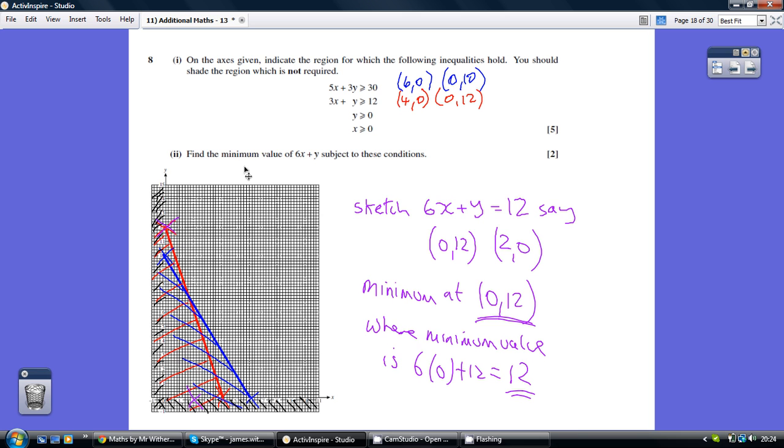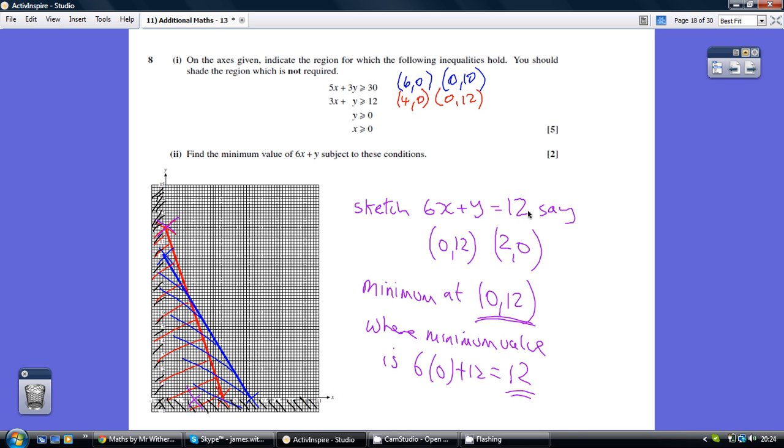Now for part 2, find the minimum value of 6x plus y subject to these conditions. This is a bit tricky, so think about it. 6x plus y equals, and you choose the right hand side. I've chosen 12 just because I could see that gave me a sensible line to consider. So basically I've assumed the right hand side, that's why I've said 12.